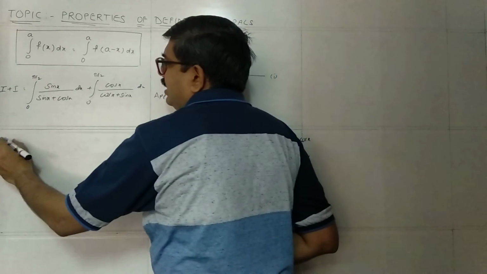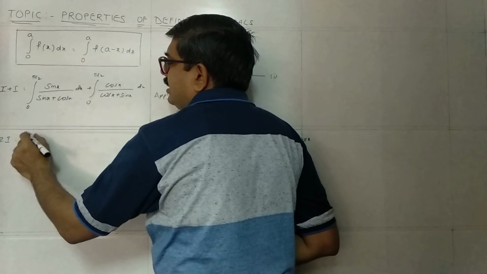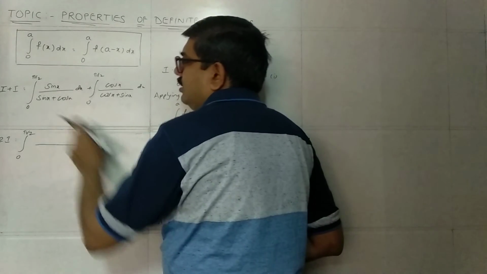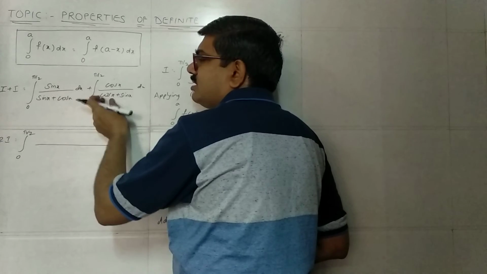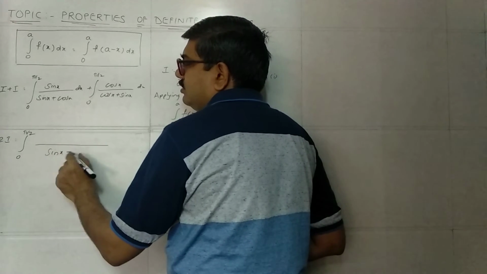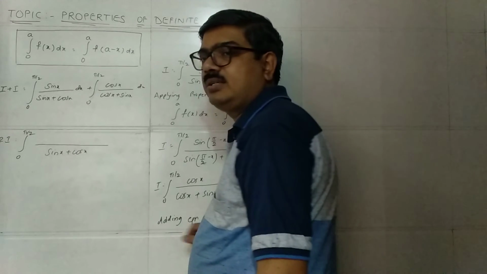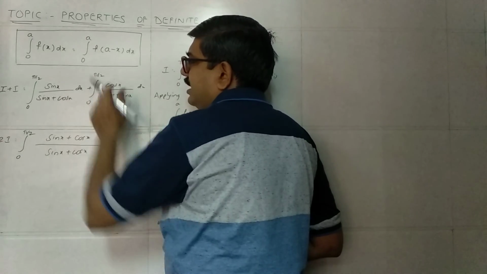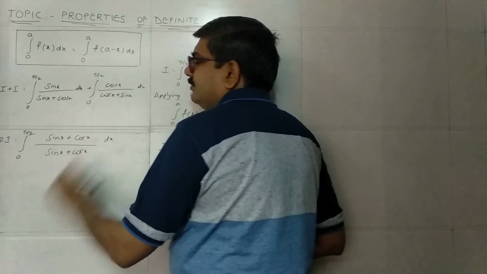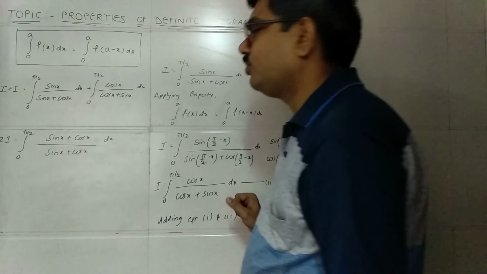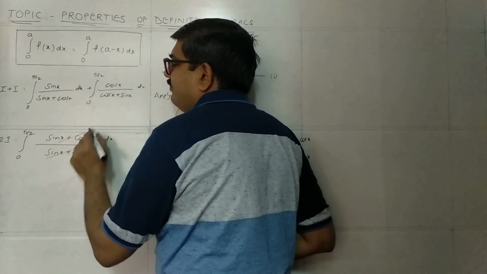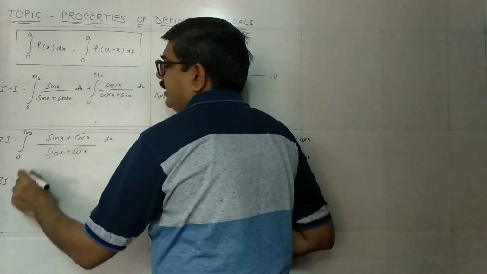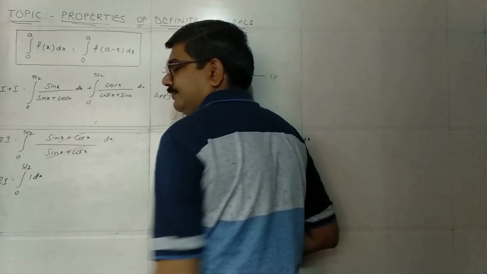I plus I is 2I. 2I is equal to integral 0 to pi by 2. Since the integral limits are the same, you can take it common. Both the fractions have the same denominator, sin x plus cos x, sin x plus cos x. So here also on taking LCM you will get sin x plus cos x, and in the numerator add both the terms, sin x plus cos x. So as usual, on adding equation 1 and 2, you will get the same value in both the numerator and denominator, cancel both the values, you will get 1. So 2I is equal to integral 0 to pi by 2, 1 dx.